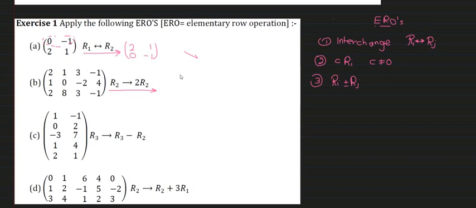So let's copy row 1 as it is. 2, 1, 3, negative 1. And then row 2 we need to multiply it by 2. So it will be 2, 0, negative 4. It's that row 2 that we are multiplying by 2, and then 4 times 2, which is 8. Row 3 we will copy as it is, and now we have applied the required elementary row operation.